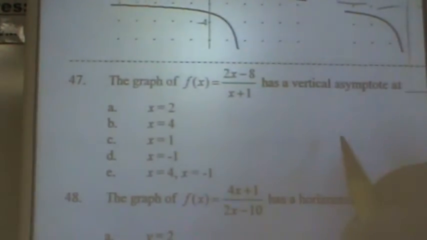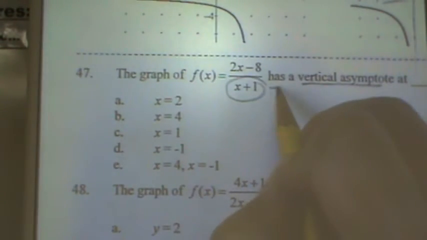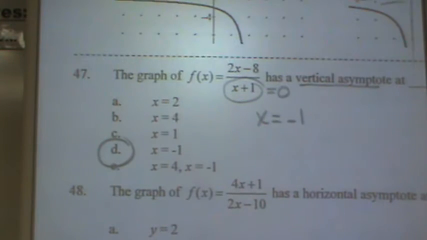For 47, to find any vertical asymptote, you set the bottom, factor it, set it equal to 0, so x equals negative 1. That would be D.